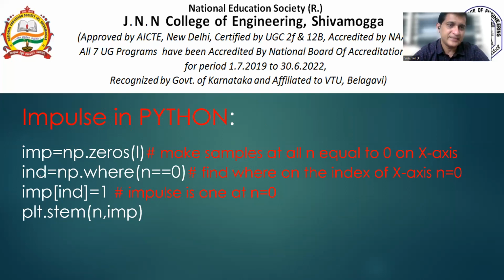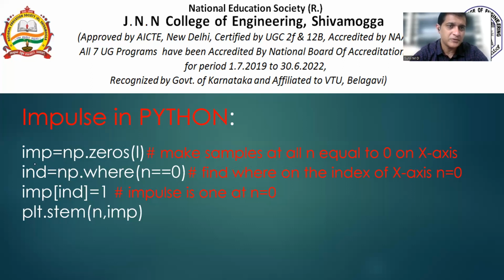Fine. Then we take an index. How is the index selected now? We have to select an index where we want the impulse to be 1. We want our impulse to be 1 where n is equal to 0, right? We have made all the points starting from minus 10 to 20 zeros. After we have made them zeros, now we select an index where I want the impulse to be 1. So where is that index where the impulse is going to be 1? It is at n equal to 0.